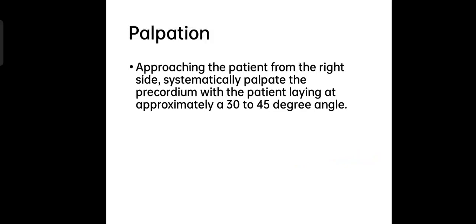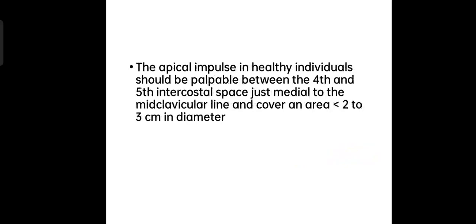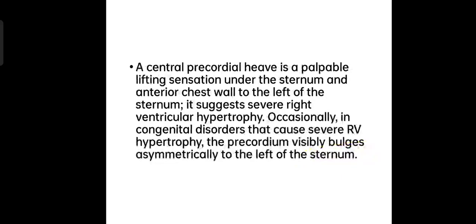Palpation. Approaching the patient from the right side, systematically palpate the precordium with the patient lying at approximately a 30 to 45-degree angle. The apical impulse in a healthy individual should be palpable between the 4th and 5th intercostal space, just medial to the mid-clavicular line, and cover an area of less than 2 to 3 cm in diameter. A central precordial heave is a palpable lifting sensation under the sternum and anterior chest wall to the left of the sternum. It suggests severe right ventricular hypertrophy, occasionally in a congenital disorder that causes severe right ventricular hypertrophy. The precordium visibly bulges asymmetrically to the left of the sternum.